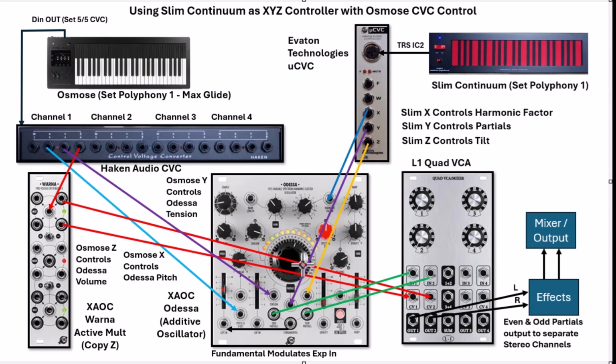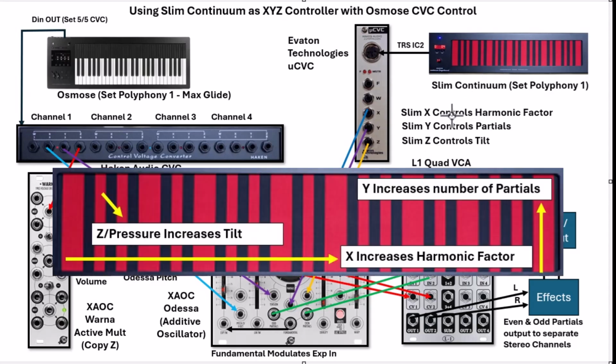But the main thing about this video is we're going to use a Slim Continuum connected to an Expressive E... Eaton Technologies micro CVC, uCVC, to allow the Continuum to basically become an XYZ controller that will output CV according to where you have your finger on the Continuum surface, and that CV will control other parameters of this module. X, for example, will control the harmonic factor of the module, Y of the Slim Continuum will control the partials, and Z will control tilt.